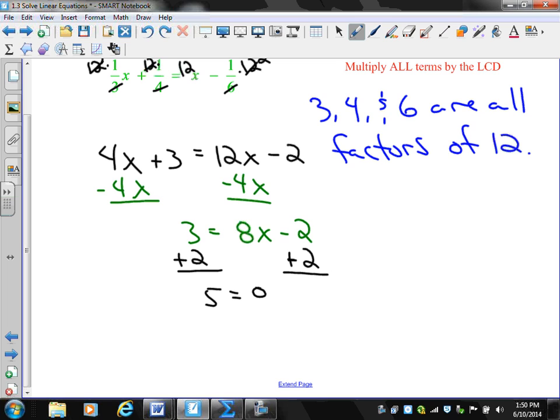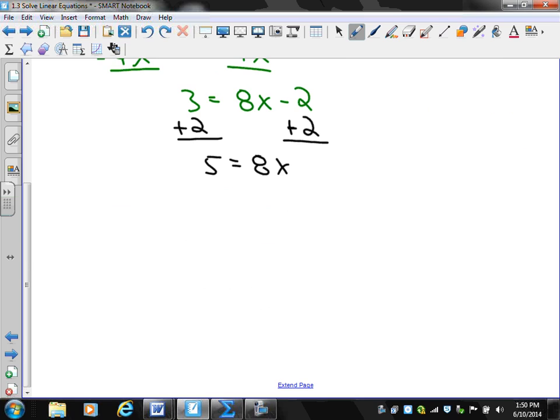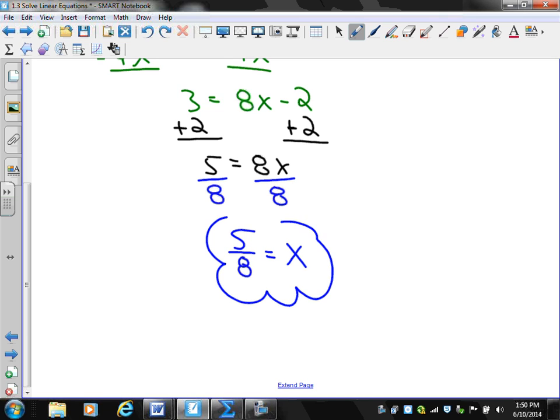And lastly, a little bit of division. I'm going to divide both sides by 8. And I'm going to get x equals 5/8. Again, there's that nice little fractional answer. But again, hopefully it's not going to ruin your day too much that you end up with a fractional answer, because there it is, just kind of sitting there.